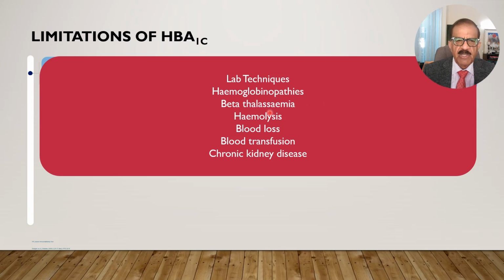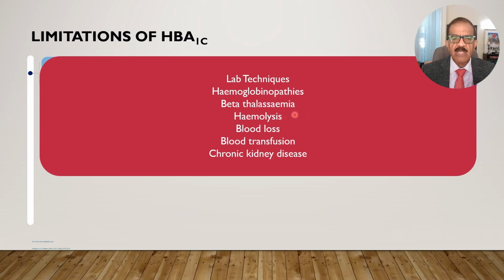Hemoglobinopathies, particularly thalassemia. Now, all hemoglobinopathies can affect your HbA1c because HbA1c is actually glucose bound to hemoglobin. So naturally, if hemoglobin is abnormal, HbA1c would also be abnormal. But beta thalassemia is particularly important because number one, beta thalassemia trait or minor beta thalassemia is a fairly common condition. Many people have it and they may not even know it.